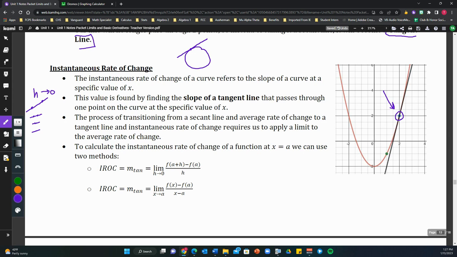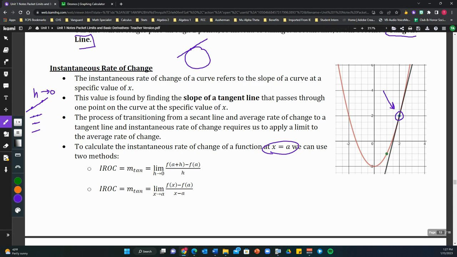So what that does is it takes a non-calculus topic like slope, we can mix in some limits to it, and now we have created a calculus process. So our formulas: to calculate the instantaneous rate of change of a function at a value of x equals a, or to find the slope of a tangent line that passes through the point on the curve where x equals a, we have two forms of that process.